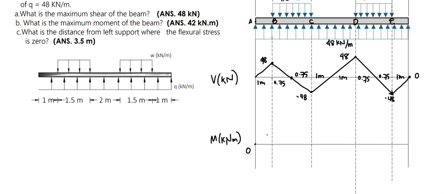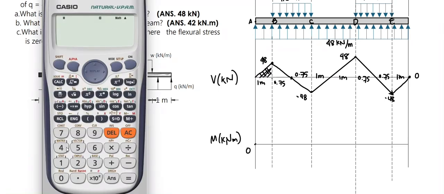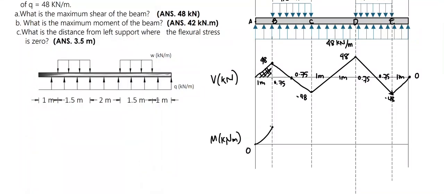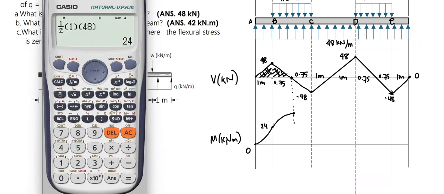So from 0, we add the area of the triangle here in segment AB. This is equal to 1/2 times the base of the triangle, 1, times the height of 48, which is equal to 24. And from 24, it increases because we have a positive area here. And this point here of 0 shear is the maximum moment, where the slope of the moment diagram is equal to 0. We expect this curve to look like this. And the value here is equal to 24 plus the area of the triangle, that is 1/2 times the base of 0.75 times its height of 48, equal to 42.